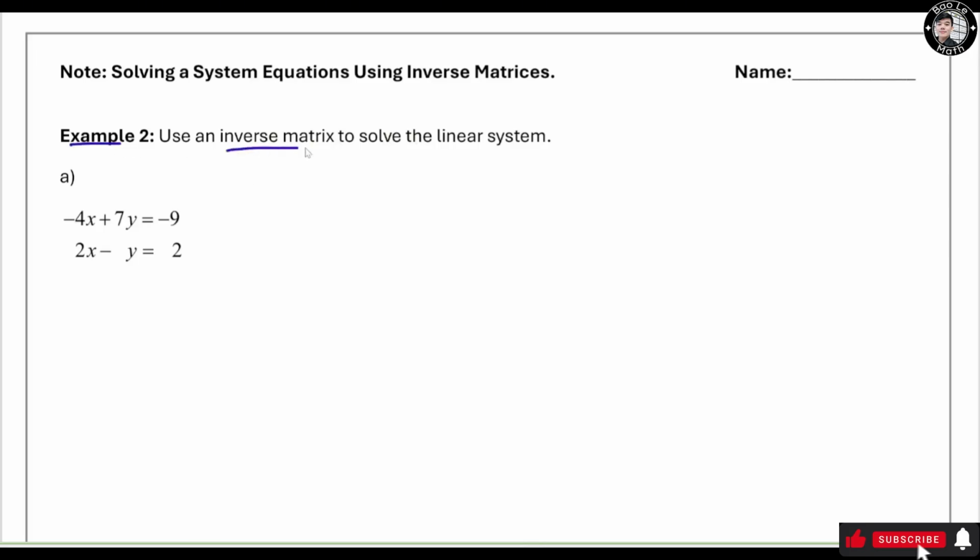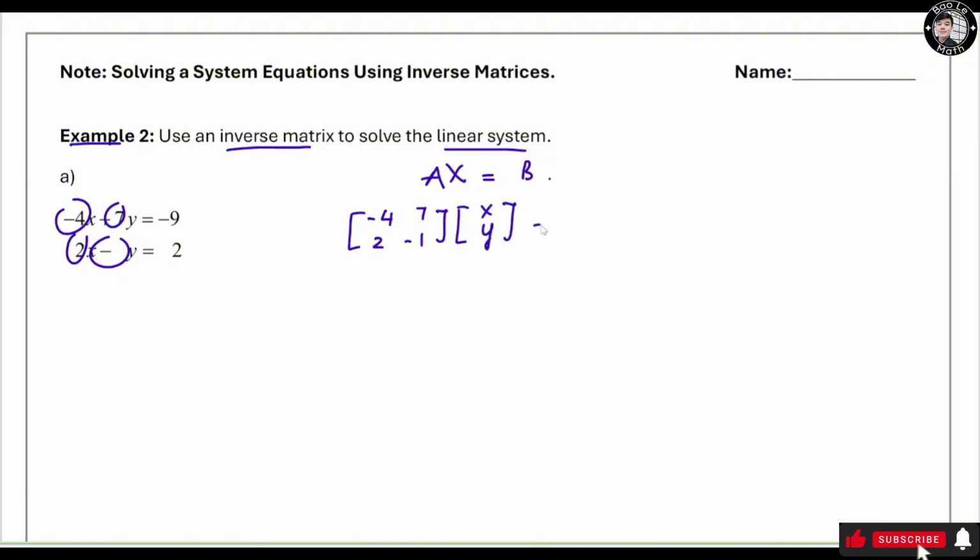We're going to use an inverse matrix to solve the linear system. Question A. Negative 4x plus 7y equals negative 9, 2x minus y equals 2. What we need to do is to find AX equals B, like what we did before. So the coefficient matrix is negative 4, 7, 2, negative 1, and the variable matrix, which is x and y, equals the constant matrix B. What we need to do is to find the inverse of this matrix A.